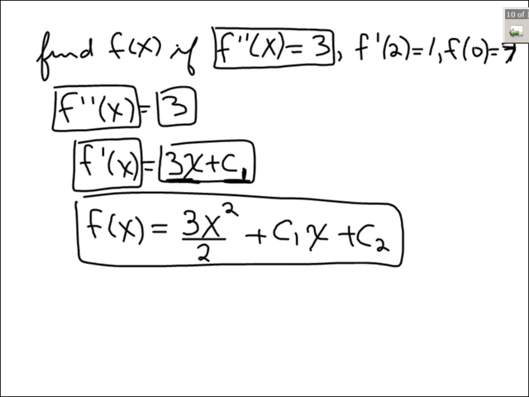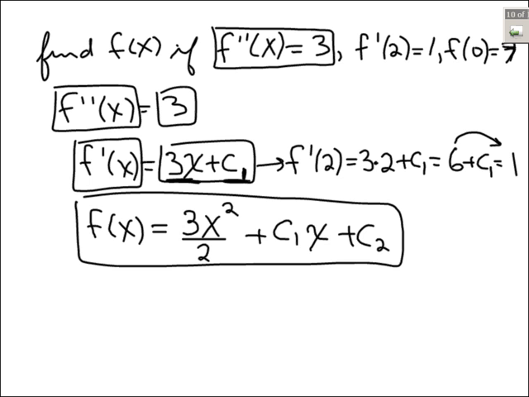But they gave us some initial conditions. They told us that f prime of 2 is 1. Well, on one hand, f prime of 2 is equal to 3 times 2 plus C1, namely 6 plus C1, which is 1. If I bring the 6 to the other side as minus 6, 1 minus 6 is negative 5. So C1 is negative 5. I'll keep that in mind. Wherever I see plus C1, I can put negative 5.